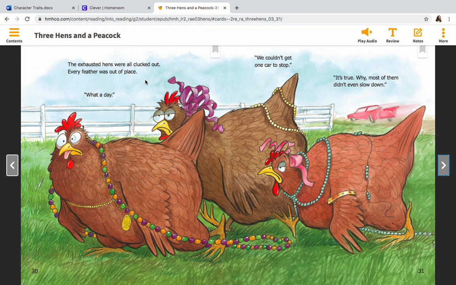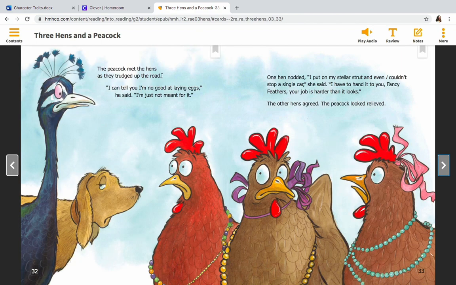The exhausted hens were all clucked out. Every feather was out of place. "What a day! We couldn't get one car to stop." "It's true. Why, most of them didn't even slow down." The peacock met the hens as they trudged up the road. "I can tell you I'm no good at laying eggs," he said. "I'm just not meant for it."